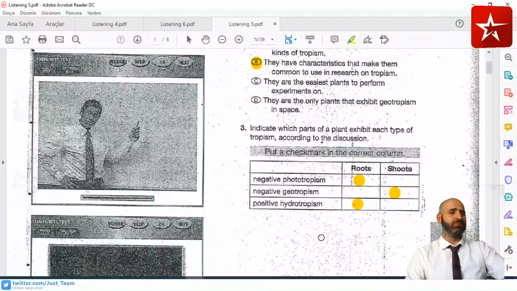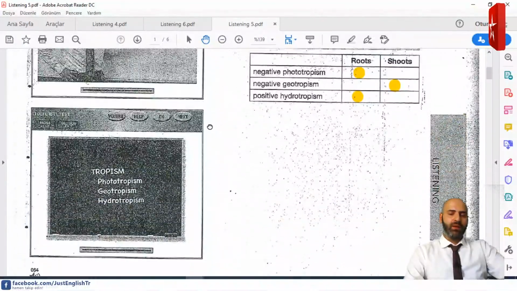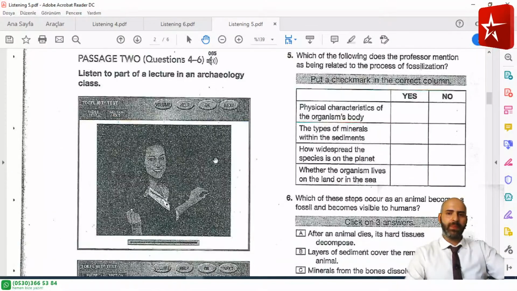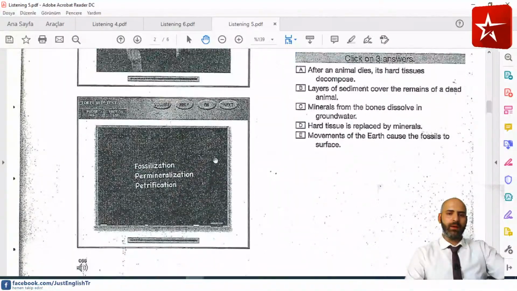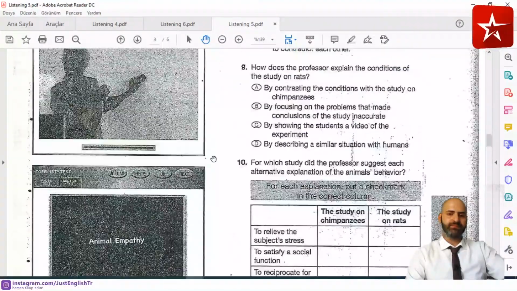Good job. So not that much difficult. This listening file was okay, I think. Understandable. And we managed to do it well. Maybe we can listen to one more. And we can do one more listening about this.